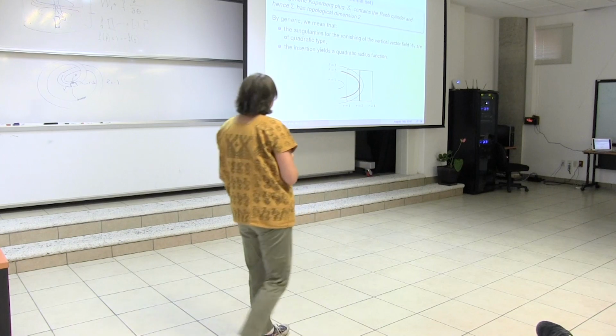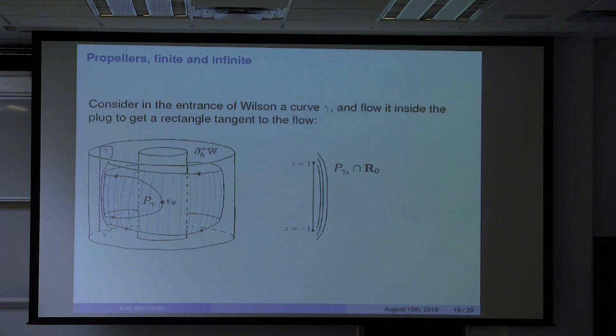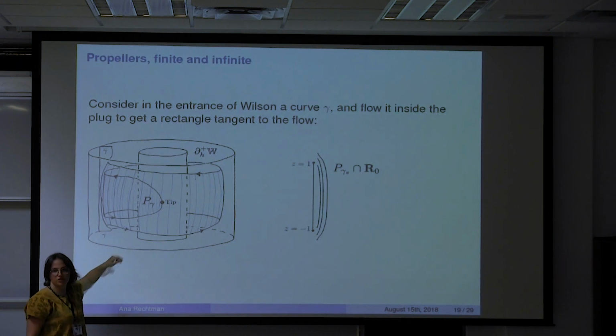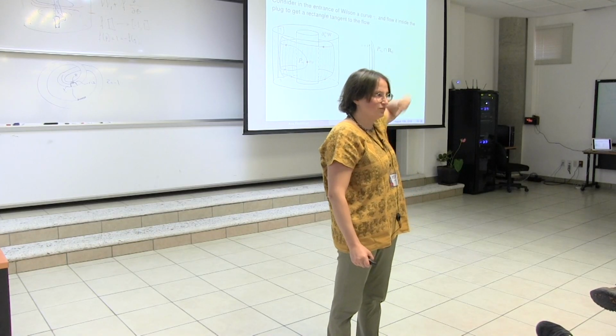Okay, so let me give you a couple of surfaces that I'm going to use to give you a picture of how this minimal set looks. And for that, let me go back to the Wilson plug, so this fat cylinder with two periodic orbits. And take a curve in the entrance that doesn't hit the trap part, and follow it just inside the plug.